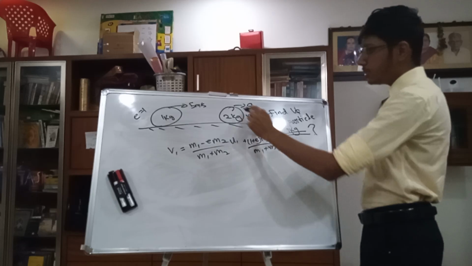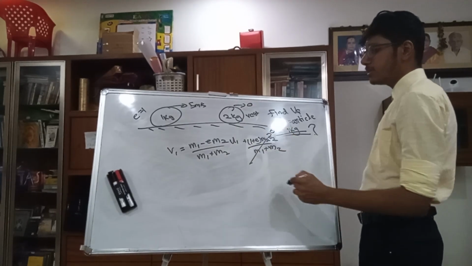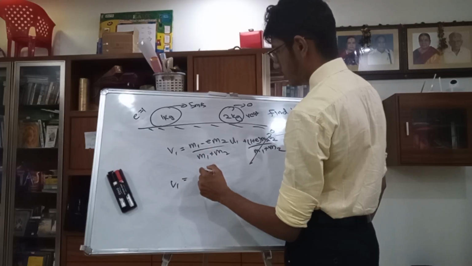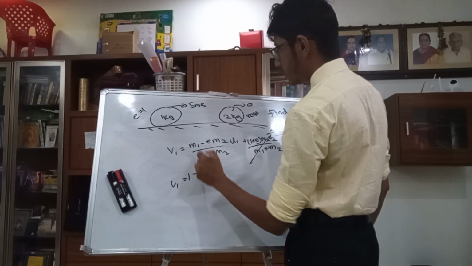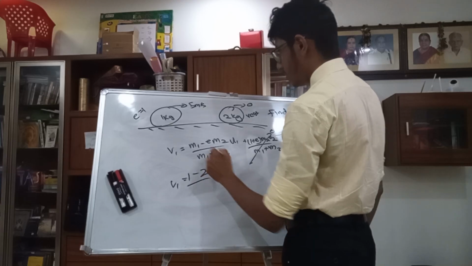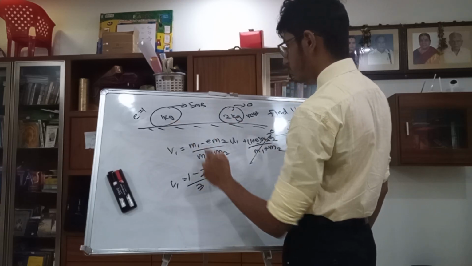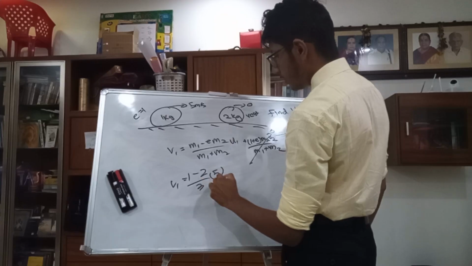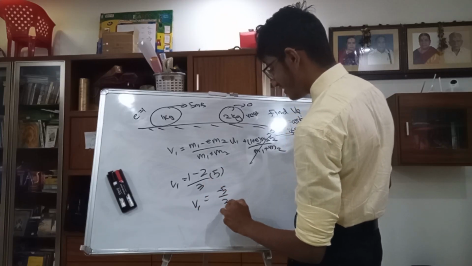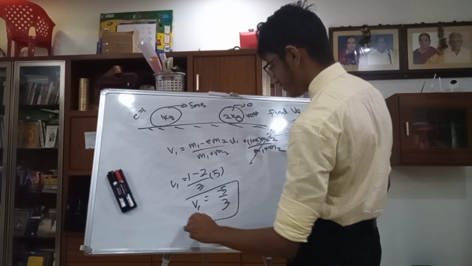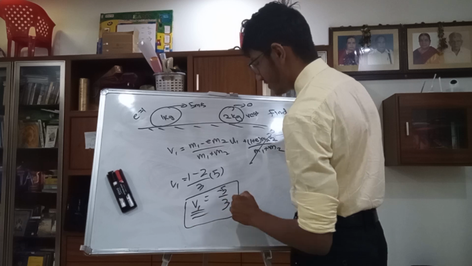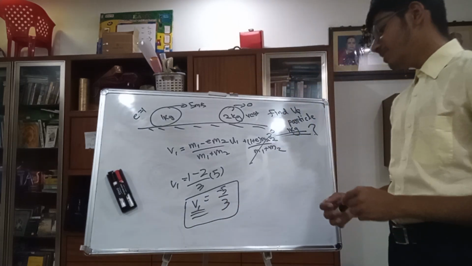Now do you observe that u2 is 0, so the entire term will get cancelled. And here what is the mass? 1 kg minus elastic e value is 1, mass 2 is 2 kg, 1 plus 2 is 3, u1 is 5. Sir, velocity is coming negative. I'm not a sir, leave it, brother. V1 is equal to minus 5 by 3.